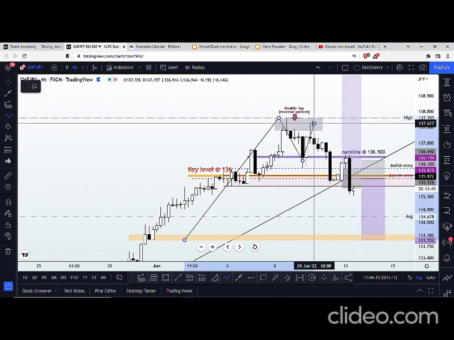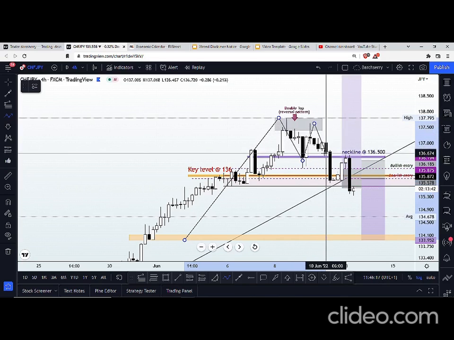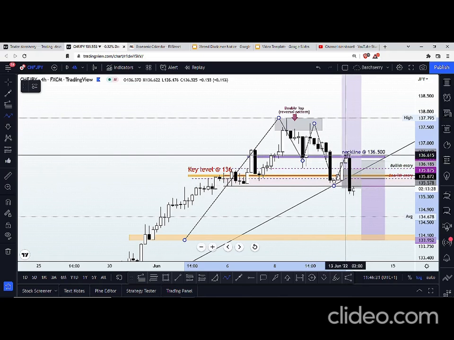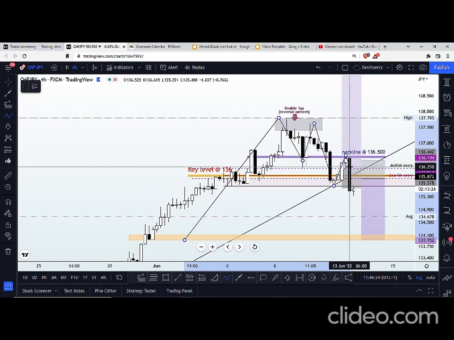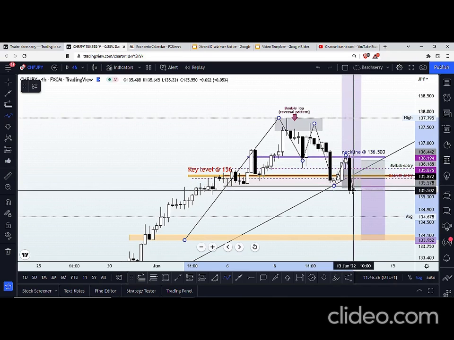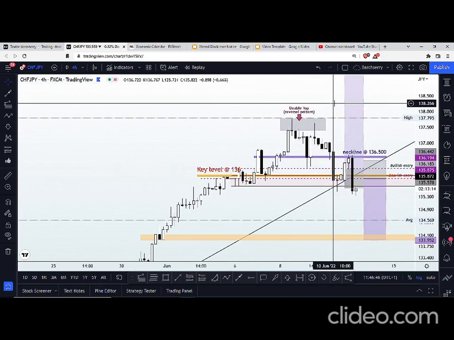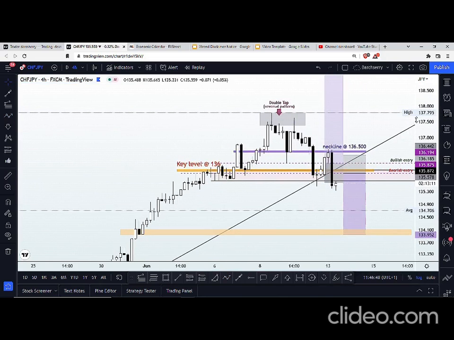And that confirms a double top structure, which from a technical perspective is a very, very strong reversal pattern. Now we have the breakdown of the neckline at 136.500, and we have a retest of structure, and we saw that bearish engulfing candle that broke the bullish trend line we identified on the daily time frame. So with this, this is more or less a signal that we might be going bearish as we head into the new week.